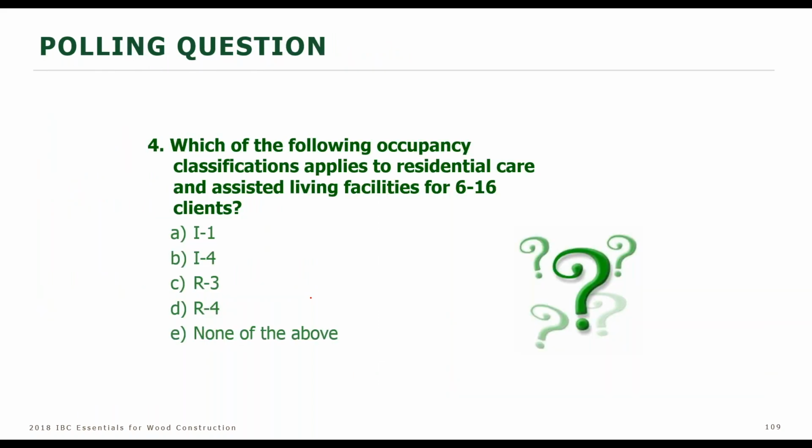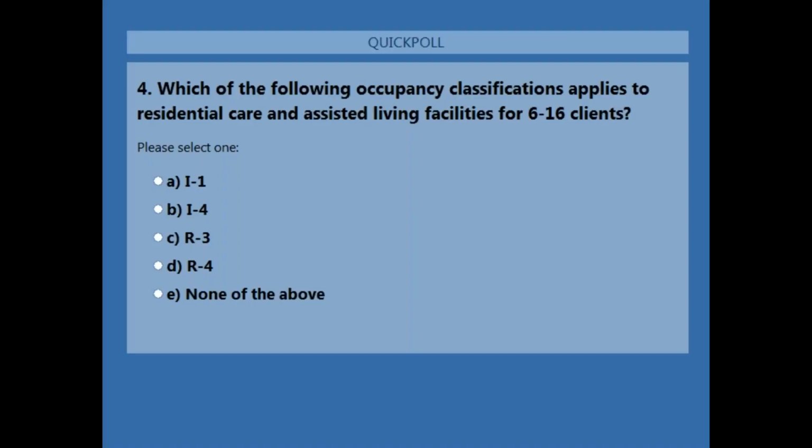Okay, let's do this poll 2 real quickly. I know I went over that very quickly, but Marcy, go ahead. Sure thing. So which of the following occupancy classifications applies to residential care and assisted living facilities for 6 to 16 clients? Is that I1, I4, R3, R4, or none of the above?